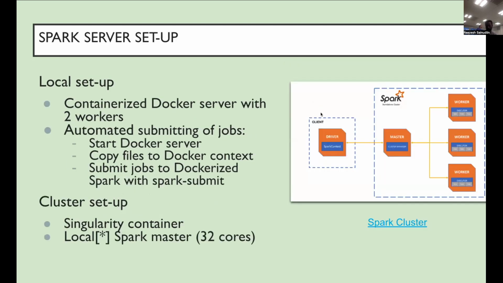So for the local setup, we had a Docker server with 2 workers, and we also wrote scripts to automate submitting of jobs, which basically is starting the Docker server. You copy your files to the Docker context, and you submit jobs to the Docker container with Spark Submit. And for the cluster setup, we built the Spark code that we had changed and ran it with the local star setup, which basically means that you use all the available cores as workers.